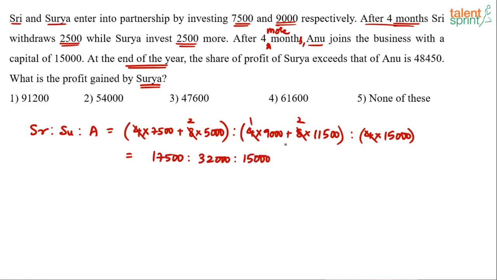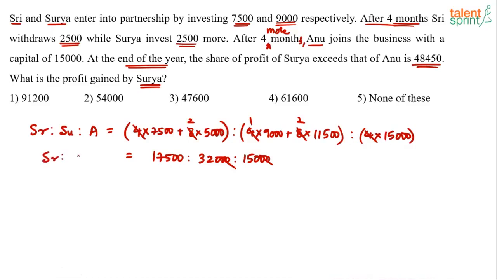Now, if you observe the question, look at only Surya and Anu, right? Because it's all about Surya and Anu. Nowhere is it referring to Sri towards the end part of it, right? The profit of Surya exceeds that of Anu by 48,450. So, what is the profit gained by Surya?